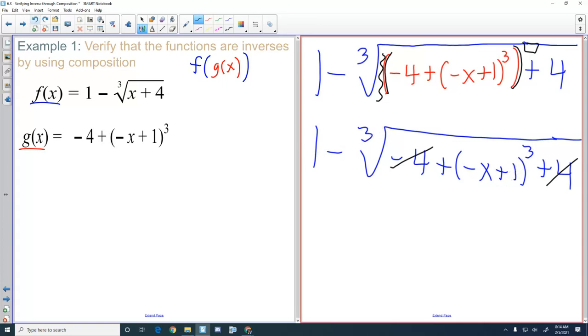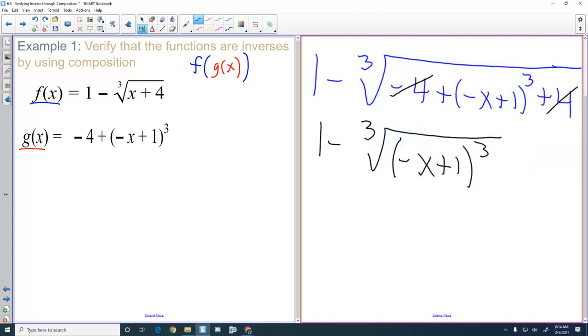We canceled out the 4s, so now we need to rewrite the problem. 1 minus cube root of negative x plus 1 cubed. Okay? You must show me each step on its own line. Now, I've got the cube root of something cubed. Can I cancel out those 3s at this point? Yes. Is everything underneath that root being cubed? In this case, it is. All that's under there, this set of parentheses, is all that's underneath that cube root. So the cube root of something cubed does cancel out, so I'm going to cross those off.